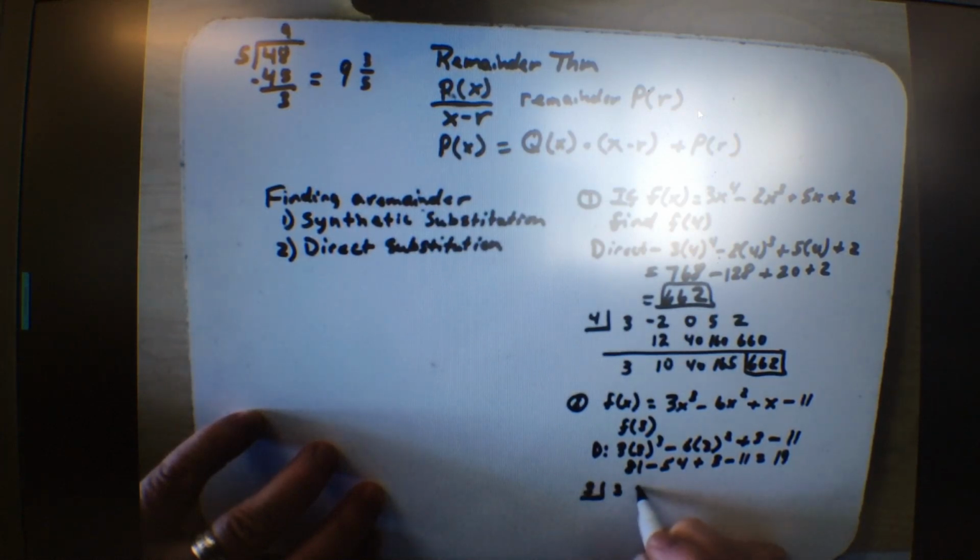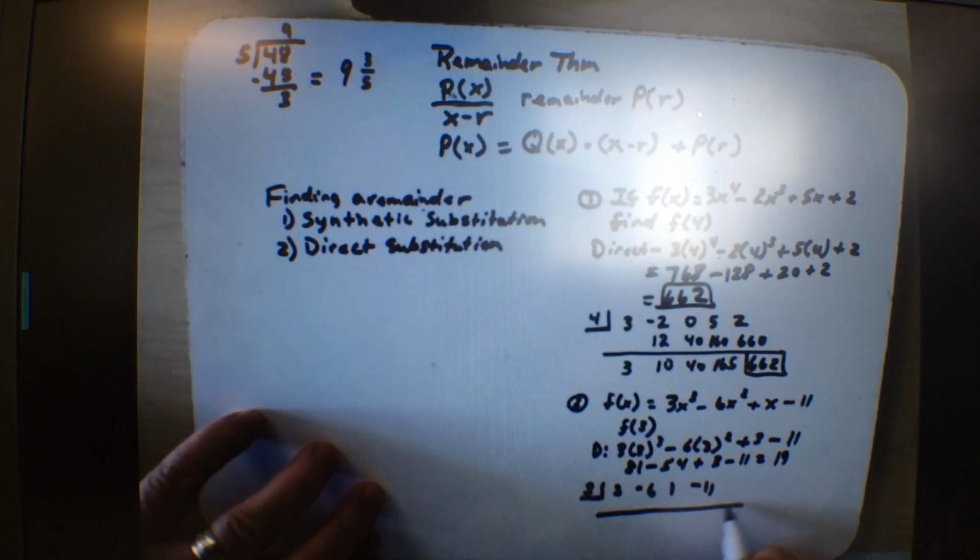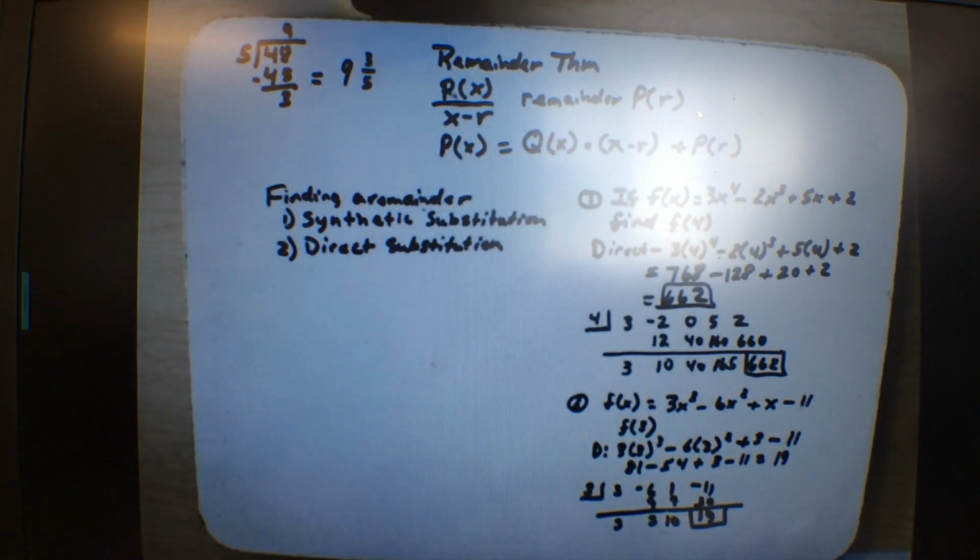I have 3 and negative 6, 1 and negative 11. So 3 times 3 is 9. That's 3. 3 times 3 is 9. 9 times 3, sorry, this is 10. 10 times 3 is 30, and I believe I get 19. Is that correct? All right. Everybody understand it?